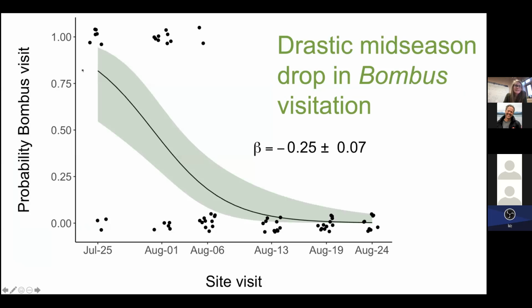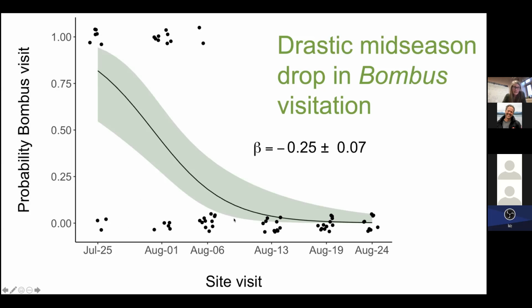So here on the y-axis is the probability of a Bombus visiting a patch of Halenia during our 30-minute observation period. Each point here is a patch. It's a 1 if at least one Bombus came to the patch during that observation, and it's a 0 if we didn't see Bombus visiting the patch during that 30 minutes. The x-axis is the day that we were at the population observing pollinators for that observation. And what I'm sure you see is that the probability of a Bombus visiting a patch declined drastically mid-season. So after the August 6th visit, we no longer observed any Bombus visiting Halenia deflexa at all, despite the fact that there was still plenty of Bombus in the population.